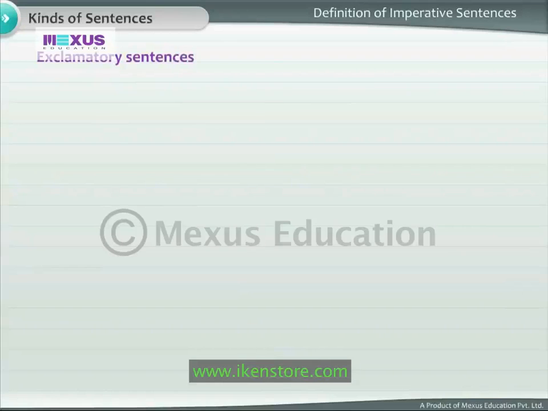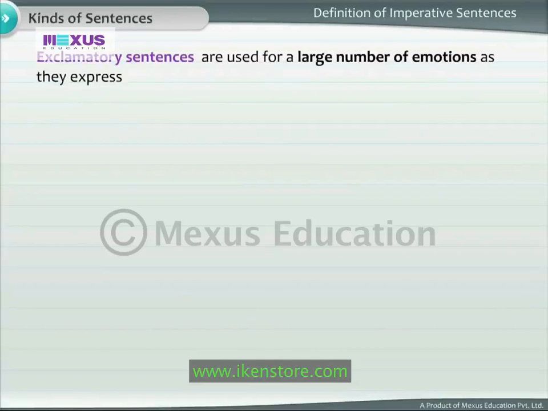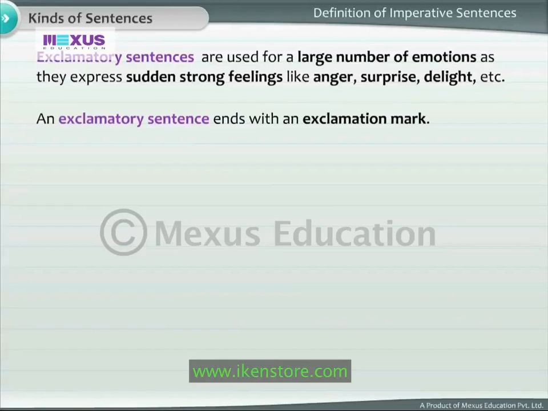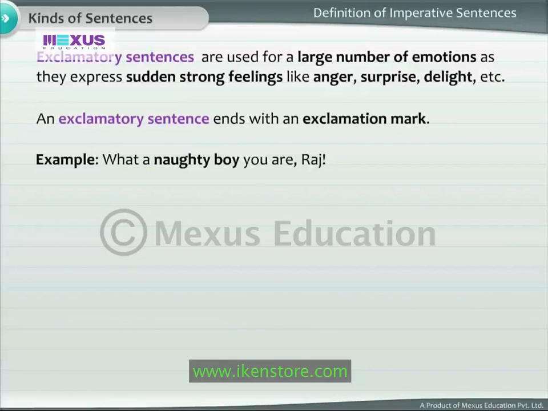Exclamatory sentences are used for a large number of emotions as they express sudden strong feelings like anger, surprise, delight, etc. An exclamatory sentence ends with an exclamation mark. Read the following sentence. What a naughty boy you are, Raj! The exclamatory sentence is used to show that the speaker is not pleased with Raj's behavior. The sentence ends with an exclamation mark.